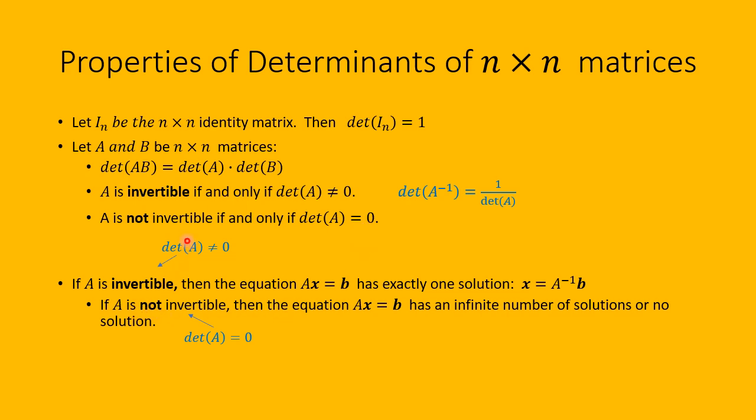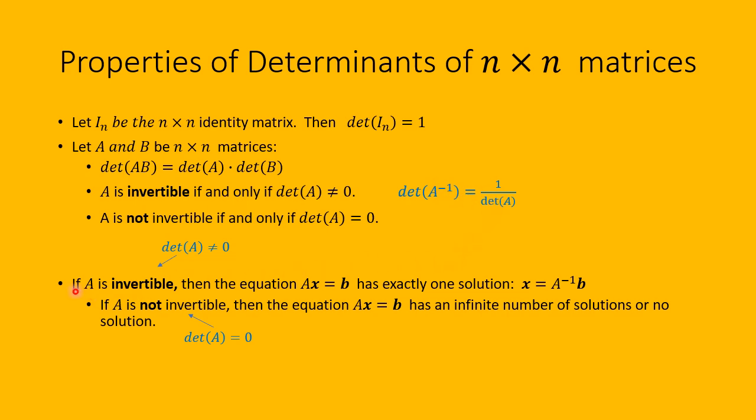So, using this property that the determinant of A times B is the determinant of A times the determinant of B, we can easily see that the determinant of A inverse has to be 1 over the determinant of A. Why would that be true? Well, suppose we had the determinant of A times A inverse here. That would be the determinant of an identity matrix, which is 1. And so here we would have 1 equals the determinant of A times the determinant of A inverse, and then by division you would get this formula.